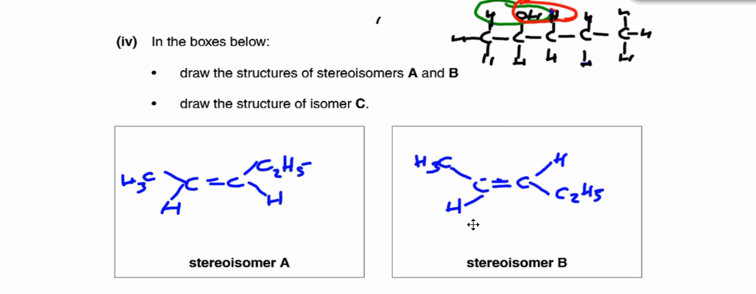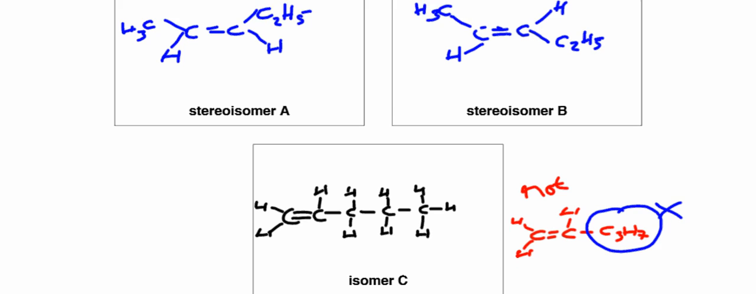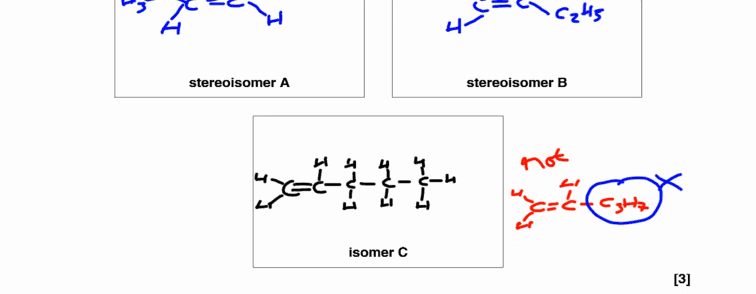My final isomer C then is taking the water from this green circle, and so I'm left with a carbon at the end with only two H's. So same groups, two H's, it won't form a stereoisomer, and we get then this final isomer C, which is pent-1-ene.